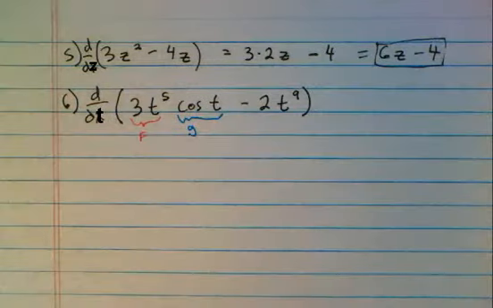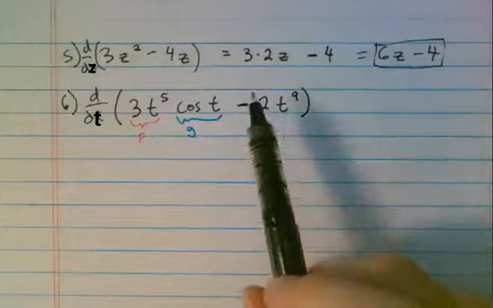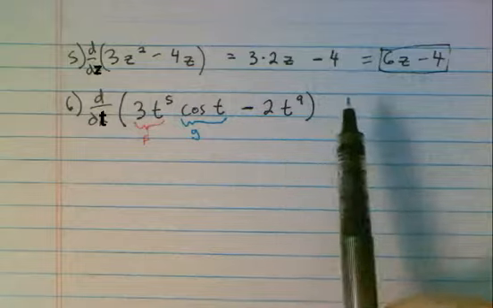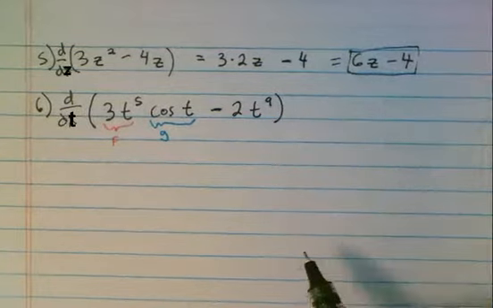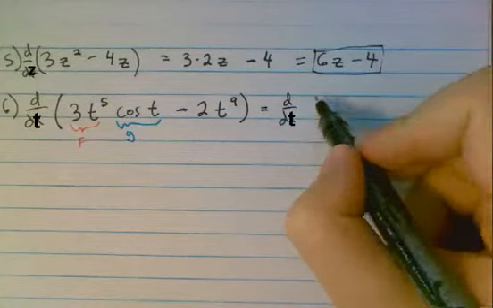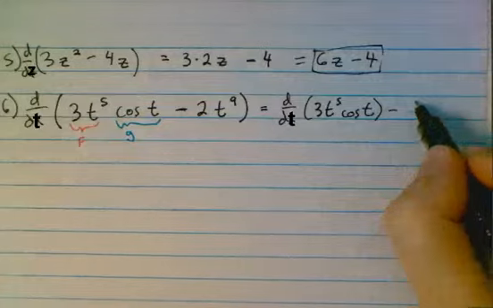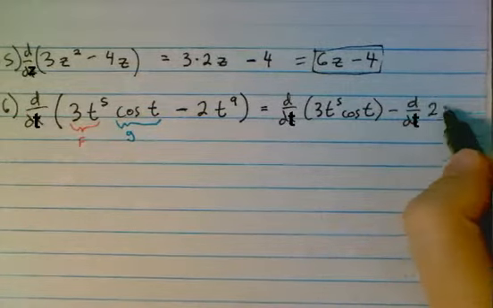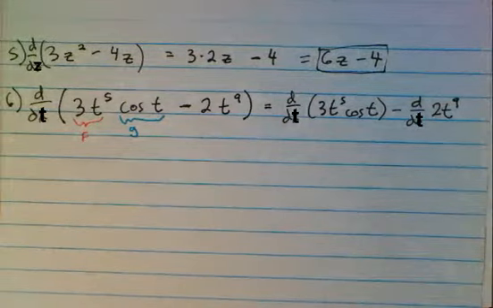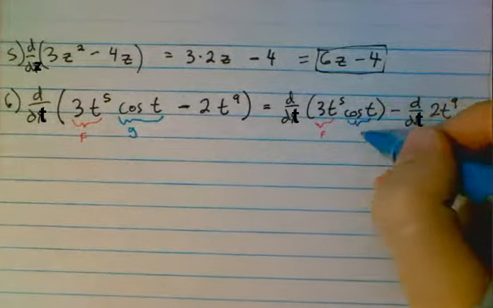However, we also have this over here that's separated by subtraction. So we're going to treat this part using the product rule, but this is just off to the side. We're just going to do it separately like we have in the past. Another way that we can write this is that it's the same as the derivative of 3t to the 5th cosine t minus the derivative of 2t to the 9th. Separate problems. This is the only one that we're going to use the product rule for.